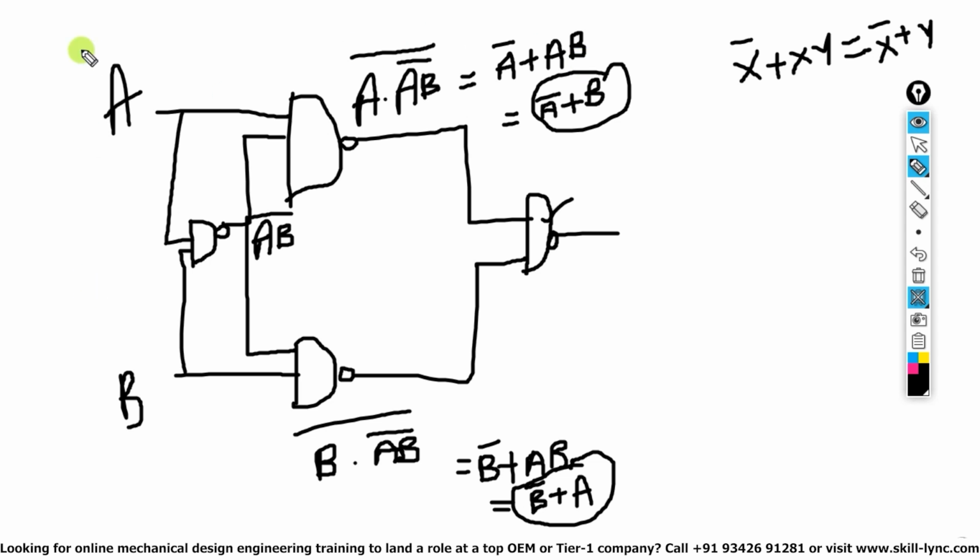Just what we have done, instead of taking A bar and B bar individually, we have taken AB whole bar, and we have seen that we are getting the same output as we were getting in the case of 9 NAND gates or 5 NAND gates. So our motive is solved. We have reduced the number of NAND gates. Now we can easily get the exclusive OR gate using only 4 gates.